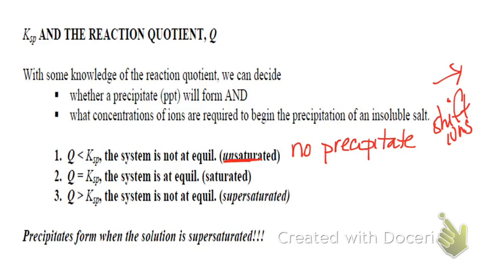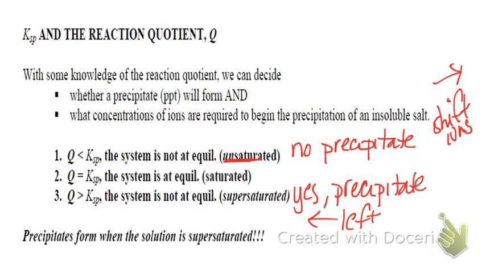If Q is equal to KSP, you have a saturated solution. Will you get a precipitant? No, you just say it's at equilibrium. If Q is greater than KSP, you're supersaturated, so yes, you will get a precipitant. And just like before, if Q is greater than K, you get a left shift, but now you're forming the solid, which is on the reactant side, right? And the solid is your precipitant.